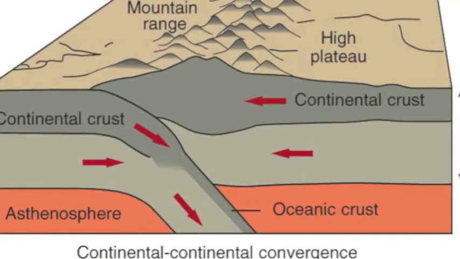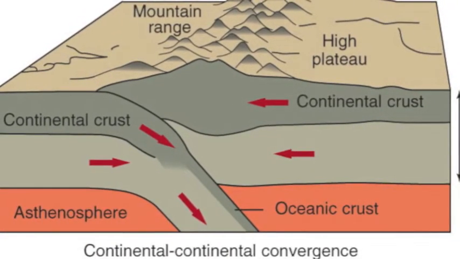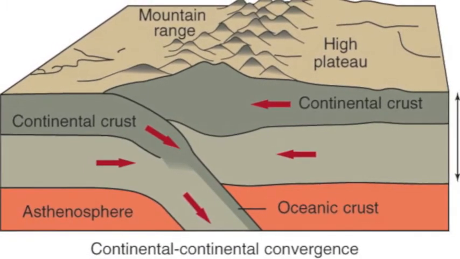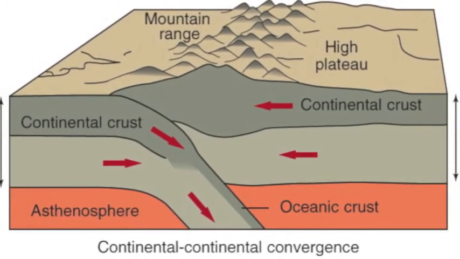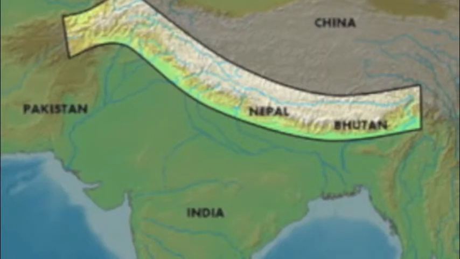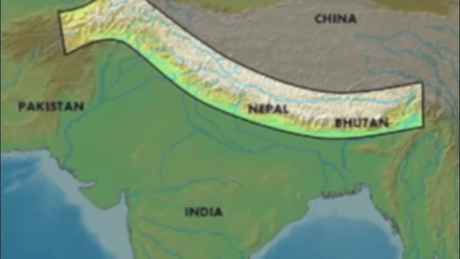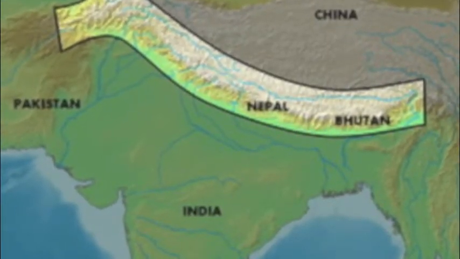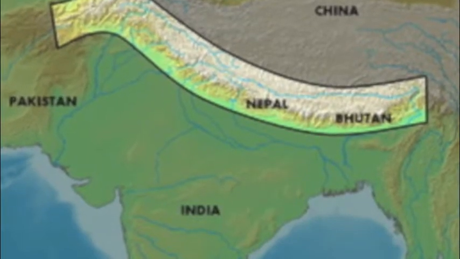The other convergent boundary is continental-continental. When two continental plates collide, they push up into mountains since they have the same density. The Himalayan mountains, the tallest mountain range in the world, just north of India, was created by a continental-continental convergent boundary.